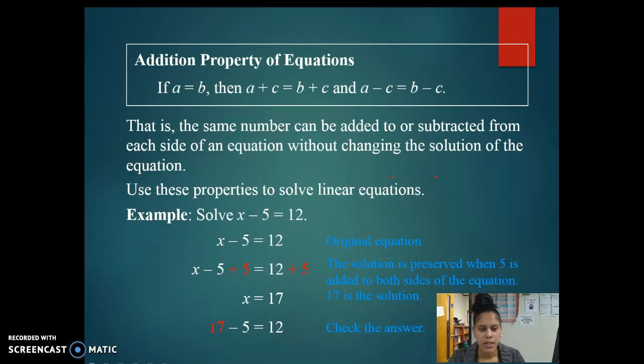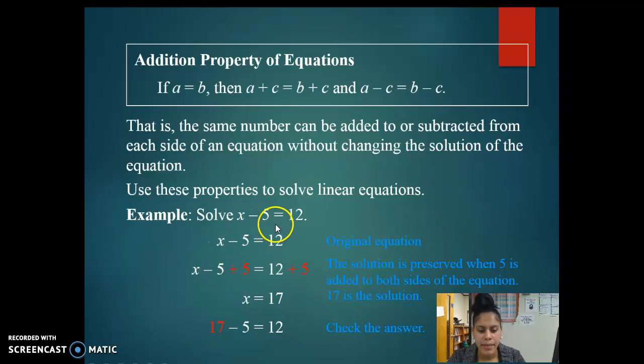Addition property of equation: if A is equal to B, then A plus C is equal to B plus C, and A minus C is equal to B minus C. That is, the same number can be added to or subtracted from each side of an equation without changing the solution of the equation. Here is an example.